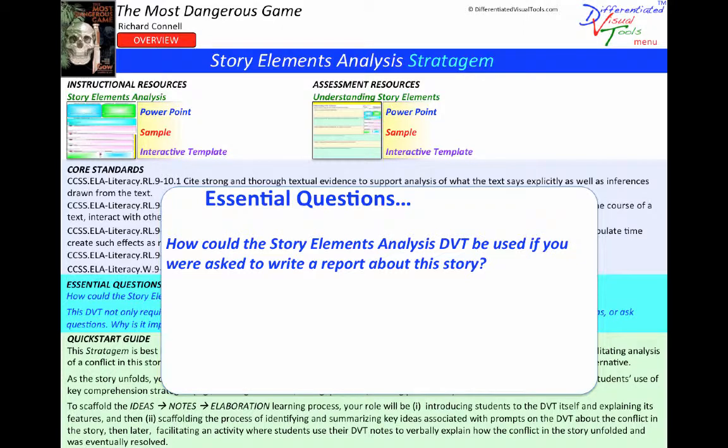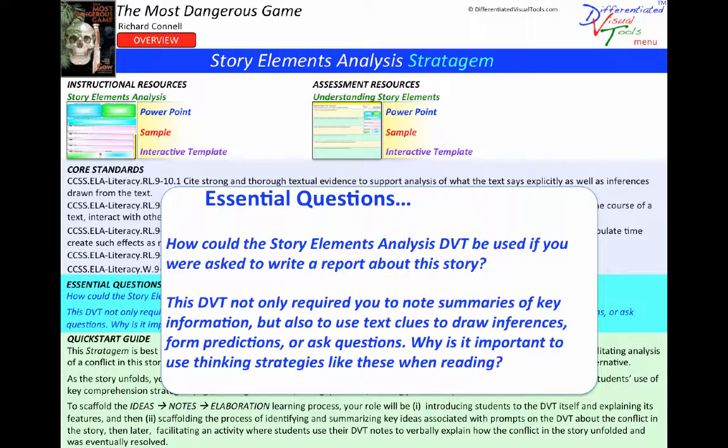So the first essential question is, how could the Story Elements Analysis DVT be used if you were asked to write a report about this story? This DVT not only required you to note summaries of key information, but also to use the text clues to draw inferences, form predictions, or ask questions. So why is it important to use thinking strategies like these when reading?